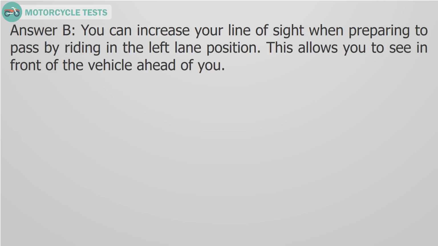Answer B. You can increase your line of sight when preparing to pass by riding in the left lane position. This allows you to see in front of the vehicle ahead of you.